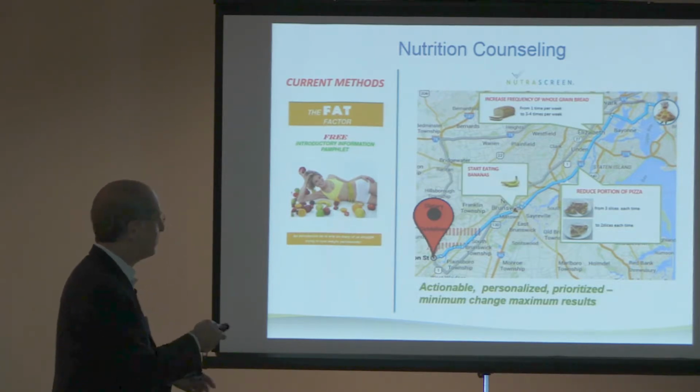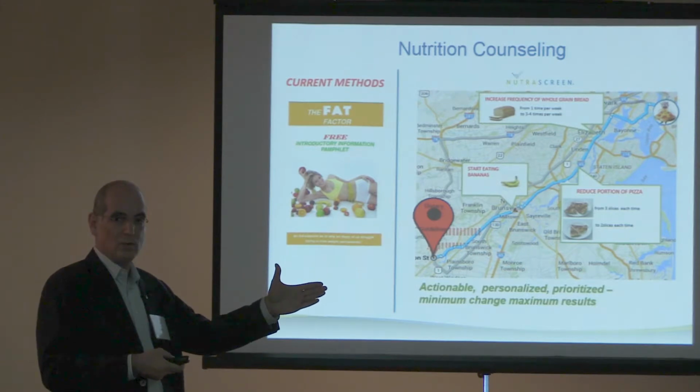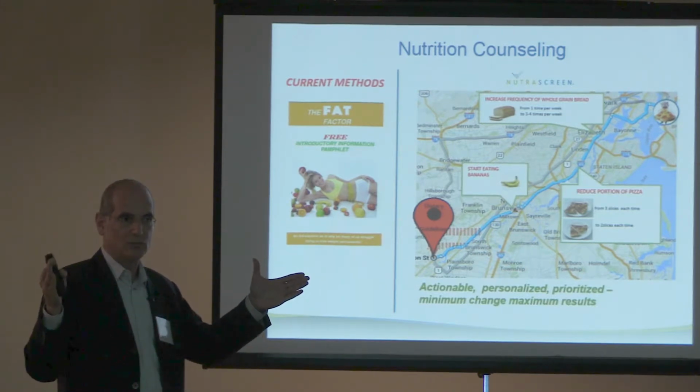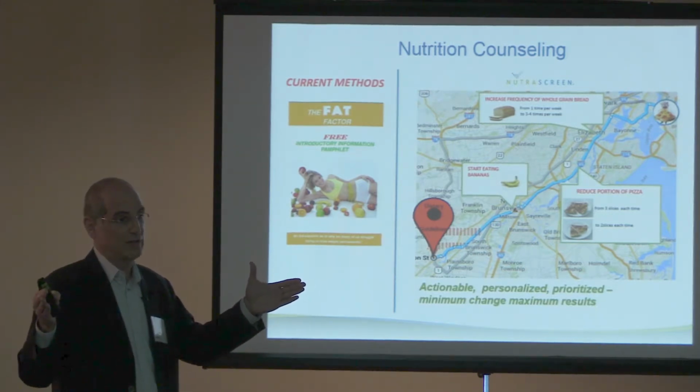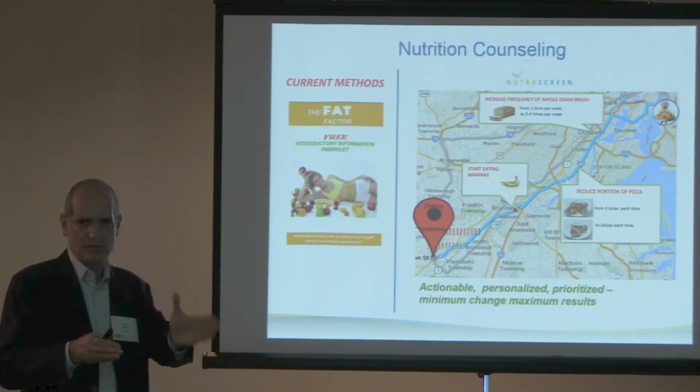So instead of that, what we do is focus on the idea of a path, like a Google map. We assess what you're doing now. We look at the gap of where you're at versus where you want to be or where you should be based on your disease or your situation, and then map out very specific changes.